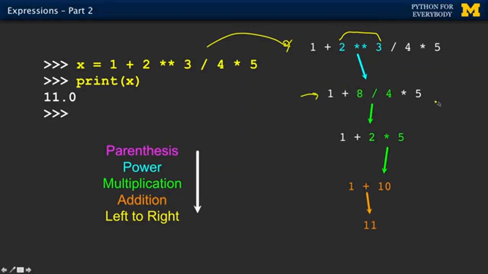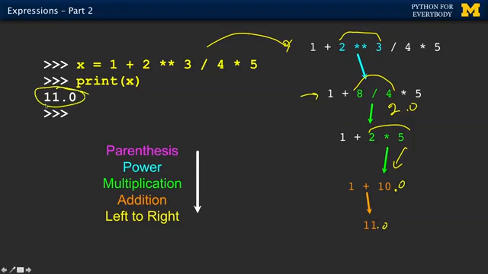1 plus 8 divided by 4 times 5, and then I would forget about this one, and I'd look here, and I'm going like, okay, what's the first thing here? Well, 8 divided by 4 is the first thing there. So then I'd be like, oh, 8 divided by 4, well, that gives us 2. In this case, it gives us 2.0. And then I have 1 plus 2.0 times 5, and I look, and that's the next one. So this ends up being 10.0, and that ends up being 11.0. And that's why this prints out 11.0.